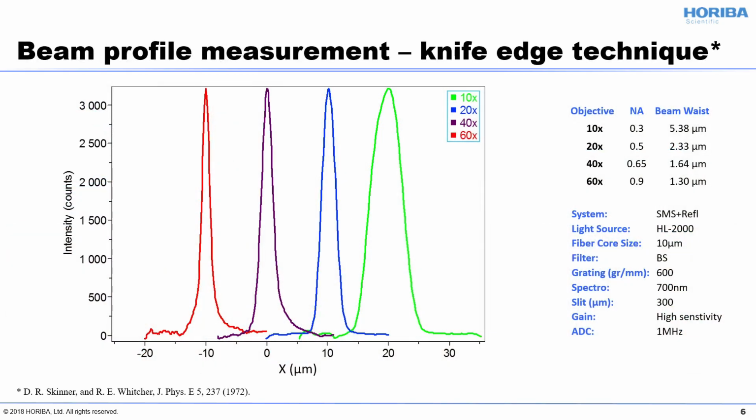In order to numerically calculate the spot size, we measure the beam profile by calculating the full width at half maximum of the Gaussian distribution. We can see that for the 10x objective, the beam width is around 5 micron, and when the objective is larger than 60x, the beam width can be as small as 1 micron.